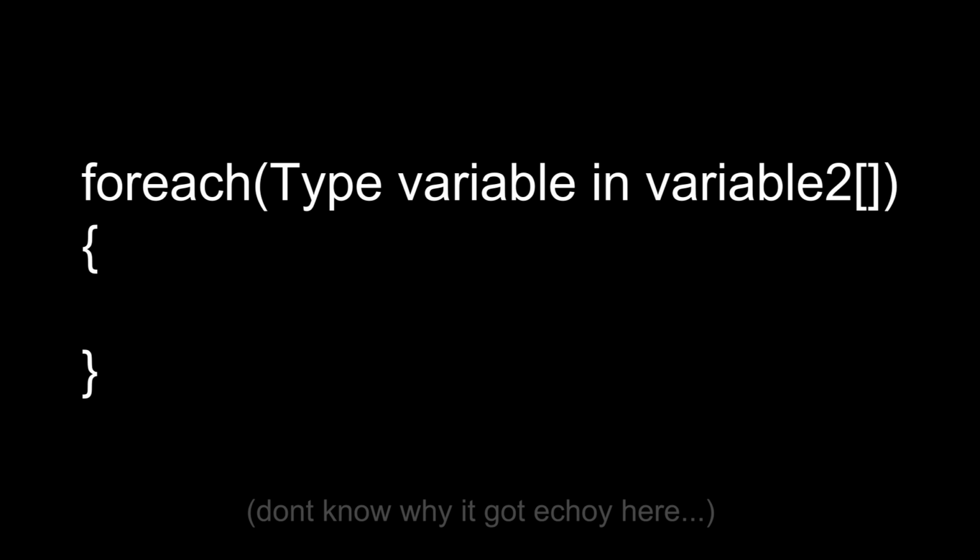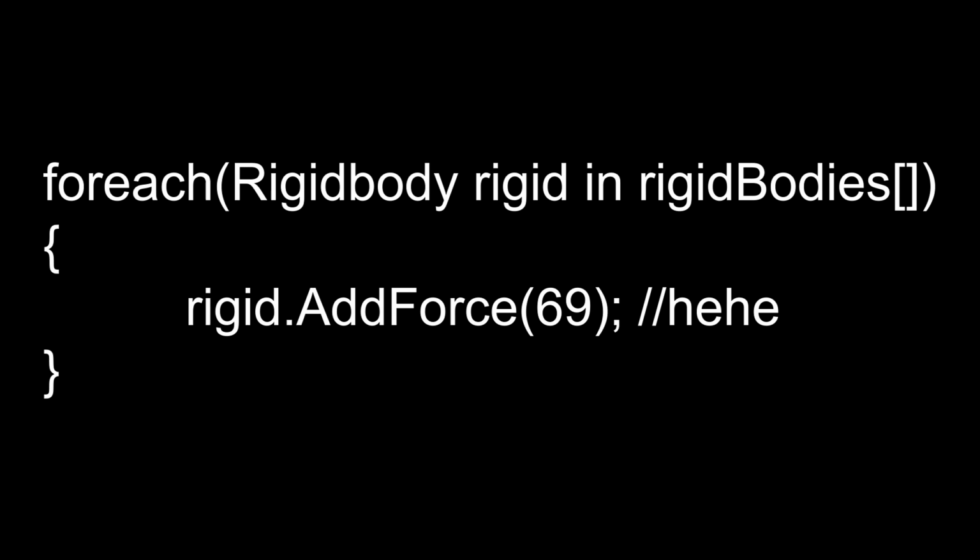Finally, the foreach statement is the third loop we will be using. The conditions for foreach statements are type variable in variable2 array. This is useful for going through a list of components on a bunch of objects. For example, if we wanted to get all of the rigidbody components from our array called rigidbodies, we would write foreach Rigidbody rigid in rigidbodies. This would go through all of the objects and apply the following lines of code inside the statement to all of the rigidbodies in the array.